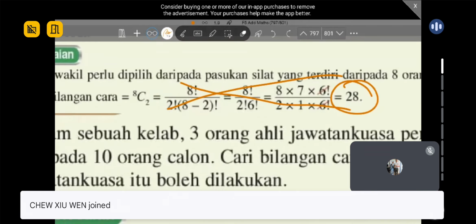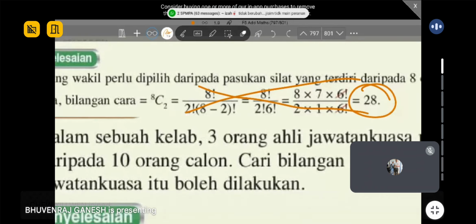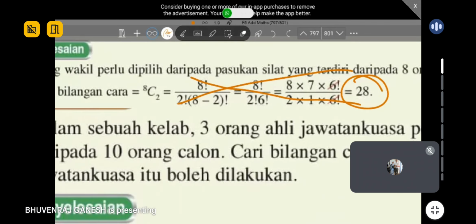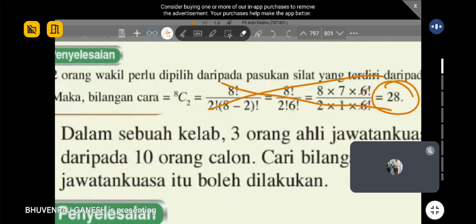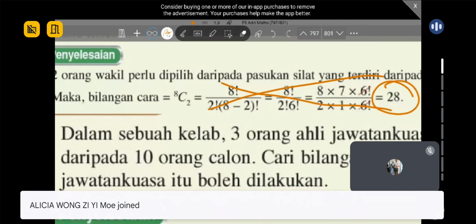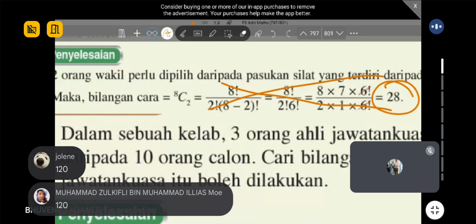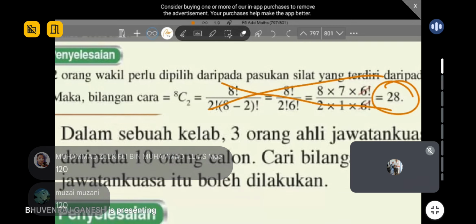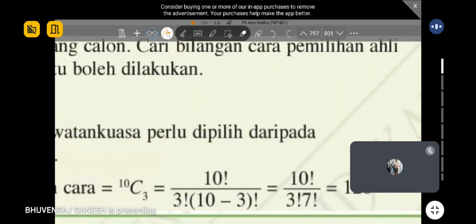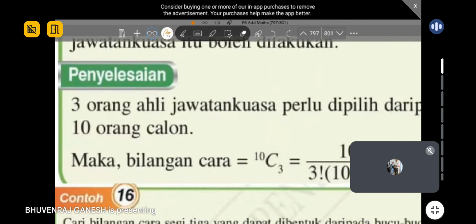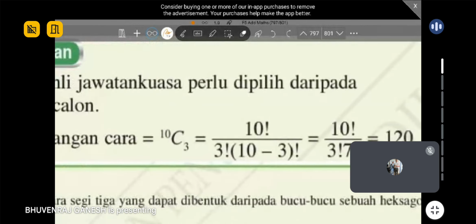Okay. So you can see this question. Okay, so they say that 10 calon, kamu pilih 3. So how many ways, guys? This question, this one also very easy. Sangat senang. So apa jawapan dia? These 2 questions are warm up. Warm up dulu sebelum soalan susah. Very good. 120. So just 10C3 equals 120. Yes. Okay, very good.